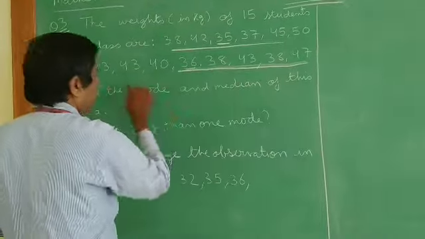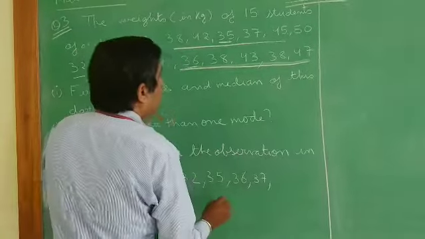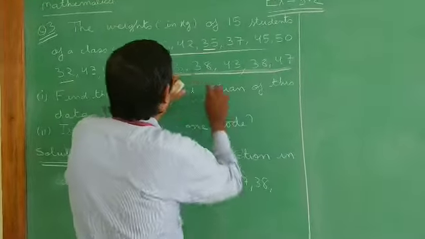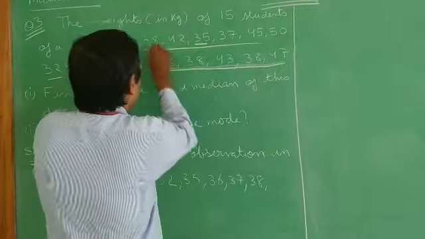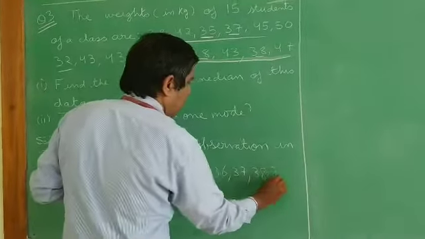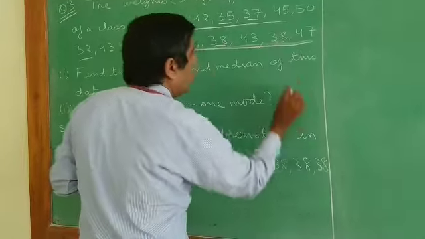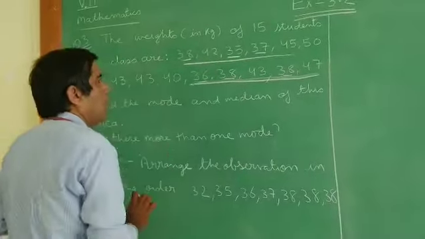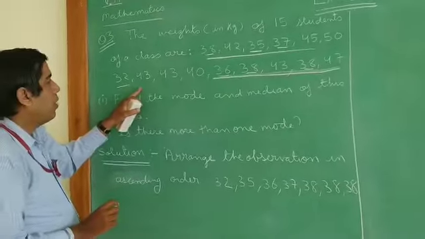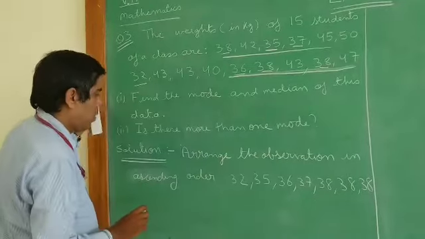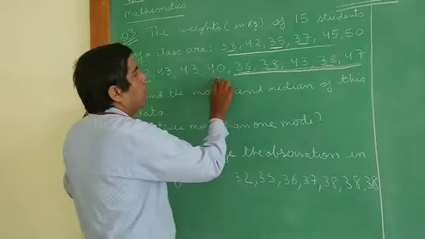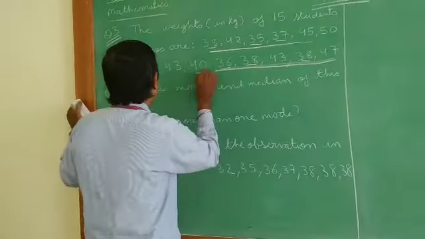37. 38. How many are there? Just count. 1, 2, 3. Underline them. 38 also underline. How many 38 are there? It is 3. Now afterwards, 39 is there? No 39. Then 40. Yes, 40 is there. So 40. It is here. One 40 is there.